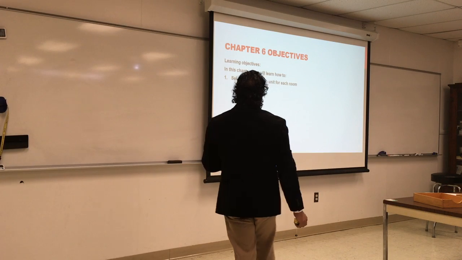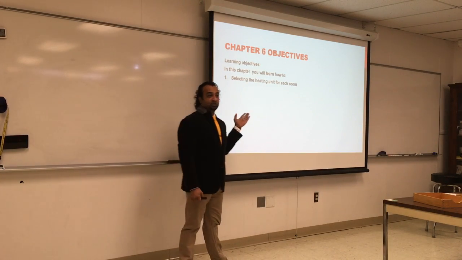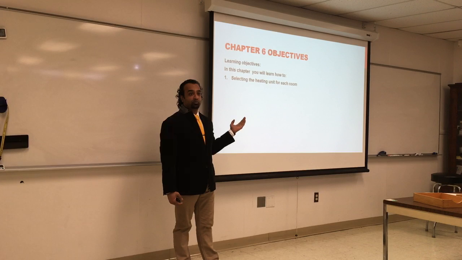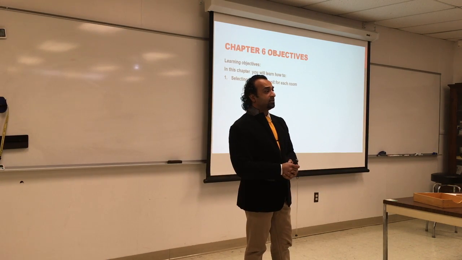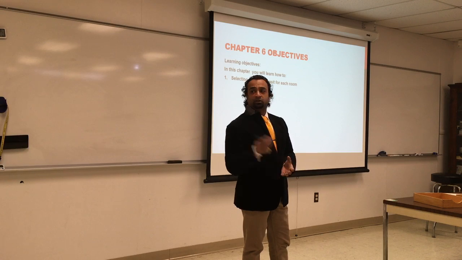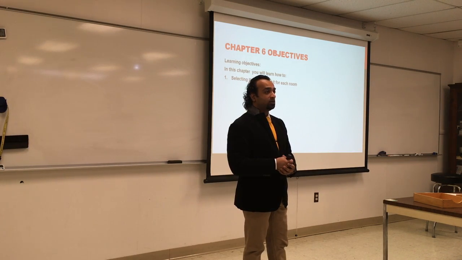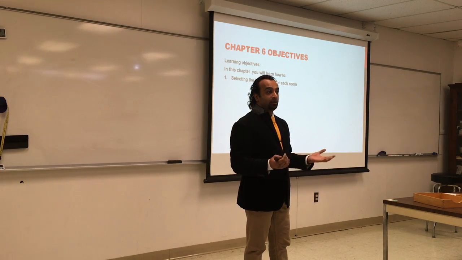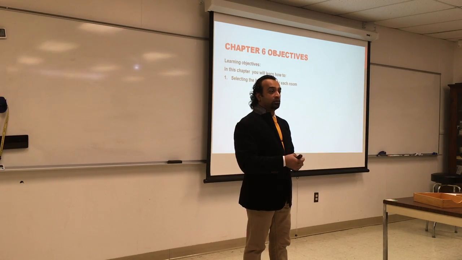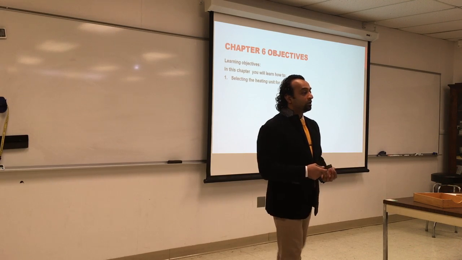So how do we select for each room? It's going to be a lot of fun when you go through the project and you find the kitchen requires 6,000 BTUs. If we were to use regular baseboard, we'll need 10 feet of baseboard. So where am I going to put that? So you might go to another option. It's good to know there are options.